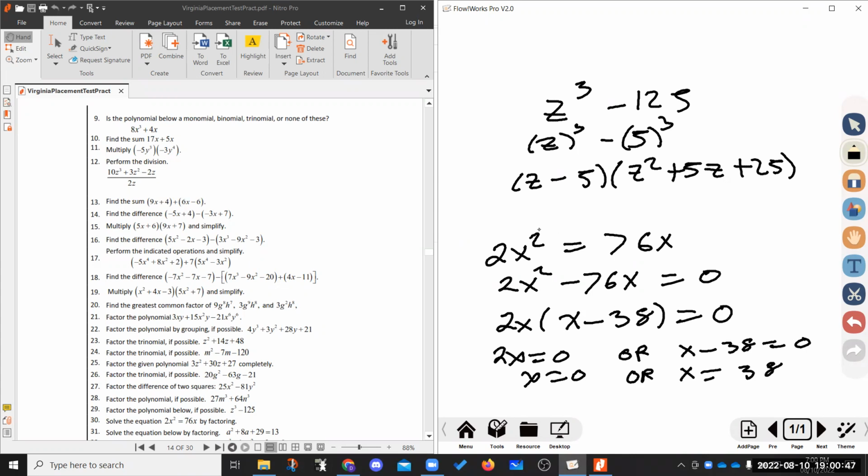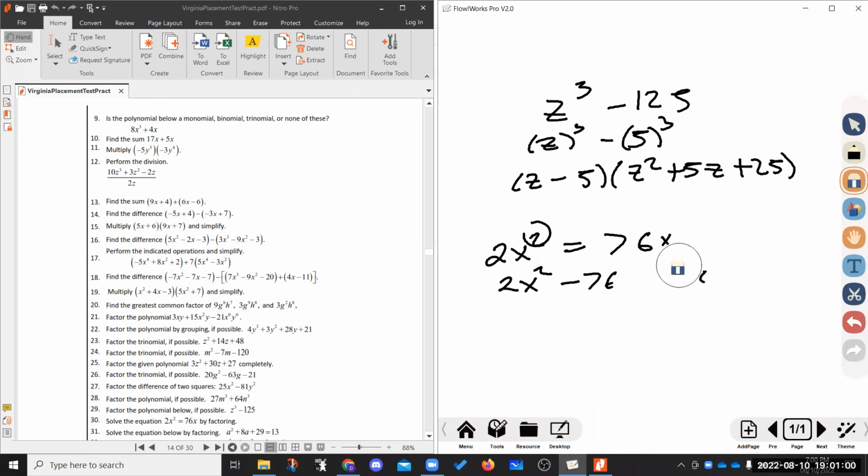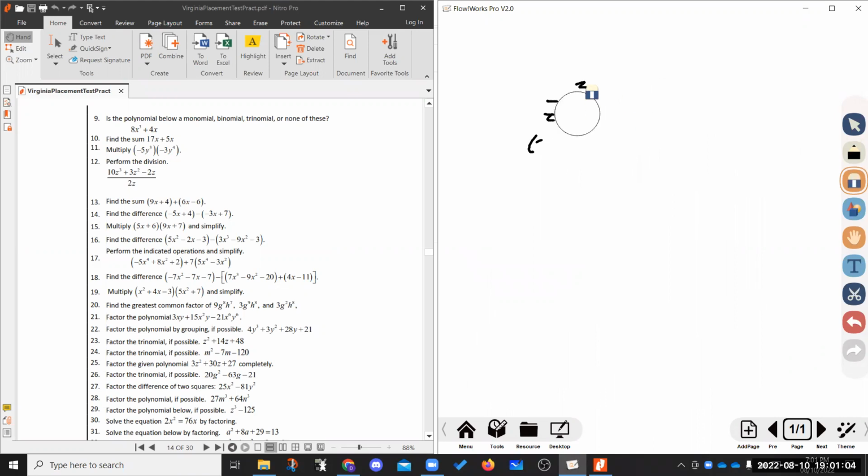A second degree polynomial is going to have at most 2 answers to it. This is going to be what's called the fundamental theorem of algebra, that an nth degree polynomial can have at most n real solutions to it. Pretty important, it's fundamental.